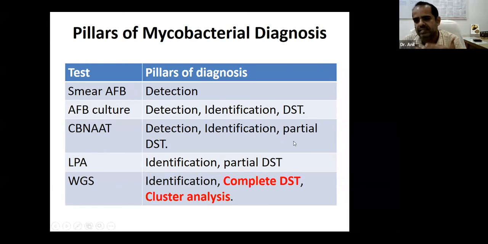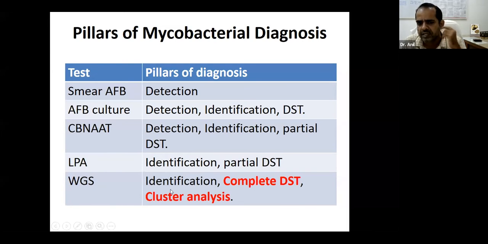And partial DST, either rifampicin, or if you do a GeneXpert XDR cartridge, you can get 6 more drugs. LPA, at the most, you can get partial DST of 6 drugs. Identification. LPA can only be done in patients who are smear positive.